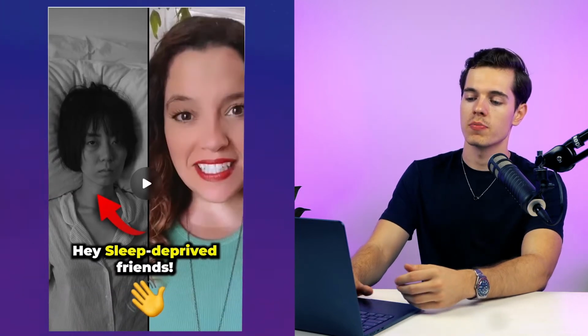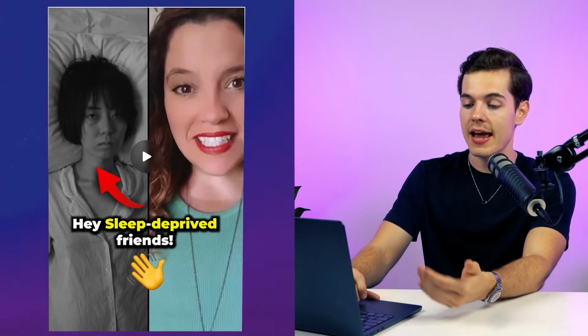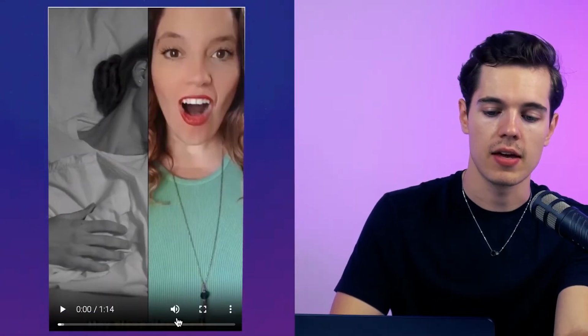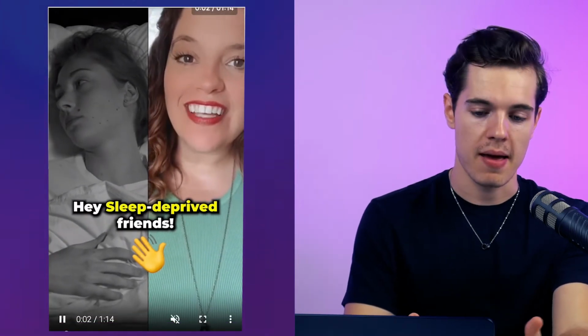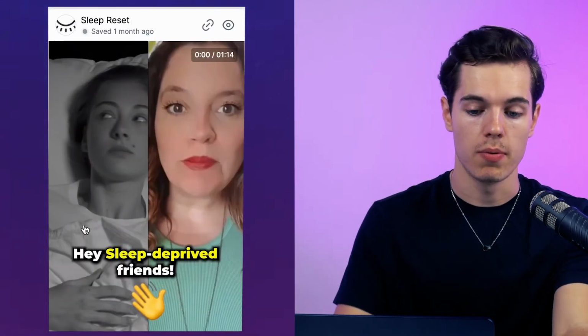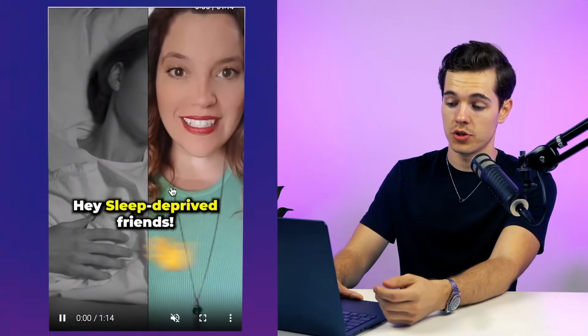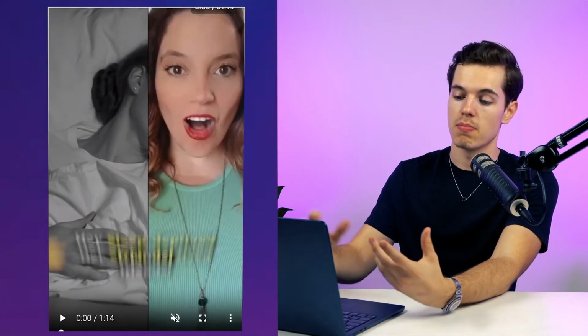I also love this hook from Sleep Reset. They are directly calling out their audience by saying, "Hey, sleep deprived friends." And I love how they've juxtaposed the before with the after. So they've used a very subtle technique by making the grayscale before to make the before look worse, which makes the after look better, which is very smart. And generally, split screen hooks tend to do well because there's multiple things happening at once, which grabs your attention.